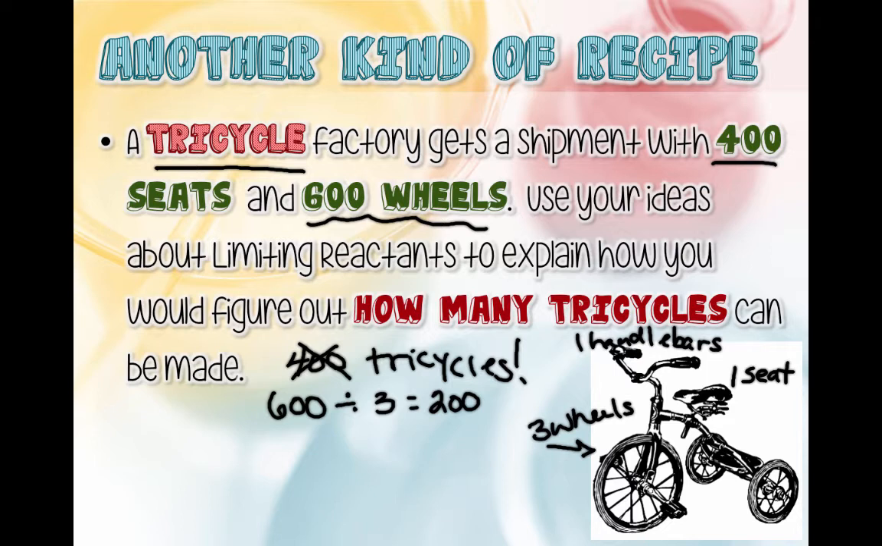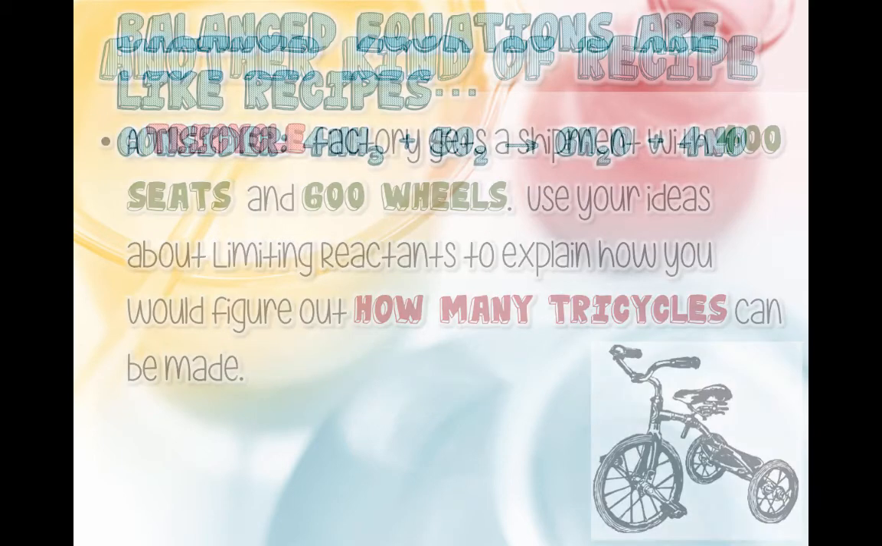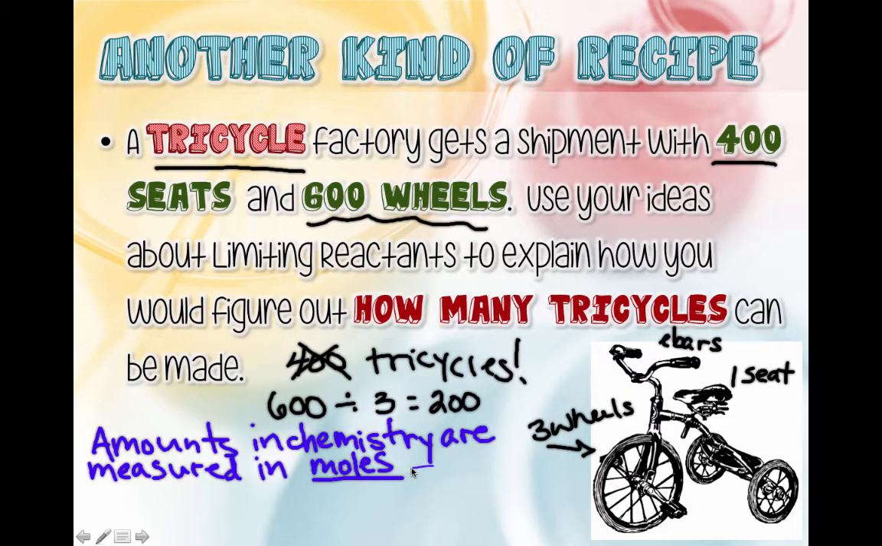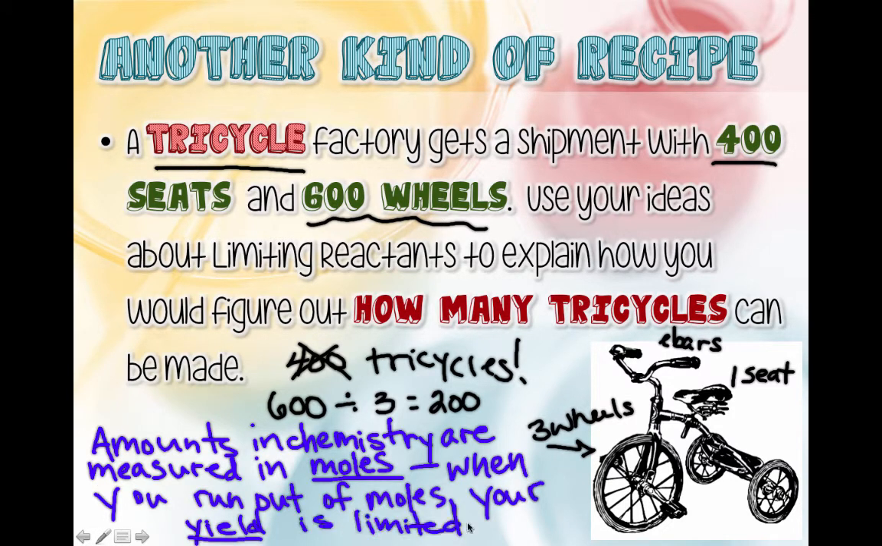So we know what kind of recipe we need for building a tricycle. We can make some predictions here. Now we know that amounts in chemistry are measured in moles. And here's the thing. When you run out of moles, your yield will be limited. Just like running out of tricycle seats or running out of wheels. We can't make any more tricycles if we don't have the parts we need. And in chemistry, we can't make more products if we run out of our reactants.